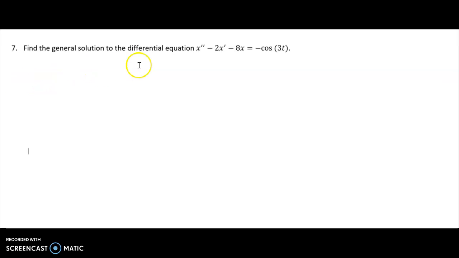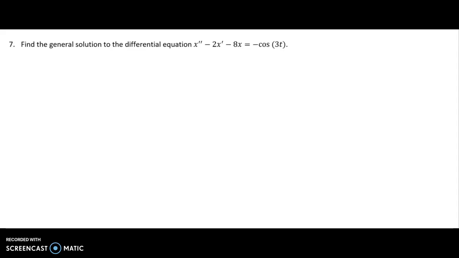All right, here we are finding the general solution to this differential equation right here. X double prime minus 2x prime minus 8x equals negative cosine of 3t. So the first thing we're going to do is find our xc. In order to find our xc, we're going to do a characteristic equation.